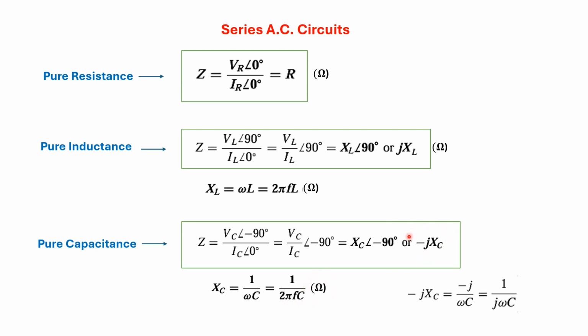Here we have written minus j omega C. The meaning is it's actually minus j upon omega C, or you can write this as 1 upon j omega C also.